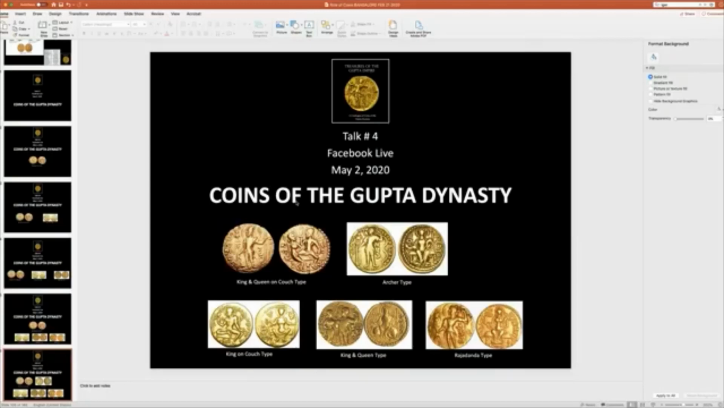Of course, in the archer type, we have many different designs where the king is facing to the right or to the left. The king is holding the bow inside, or facing the bow outside. Sometimes in his hand he has an arrow. Sometimes in his right hand he is putting oblations onto a havan, a fire. So there are different types here, issued by different kings through the Gupta dynasty. The archer type was one of the most common types, found in the largest numbers even today.